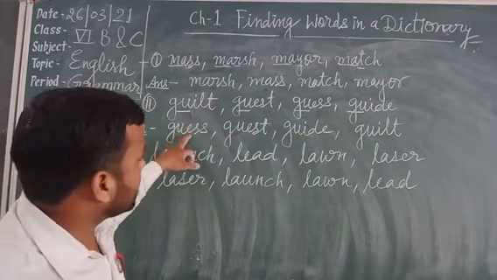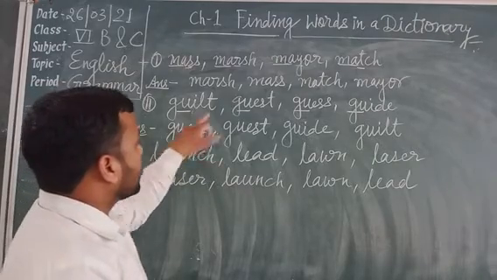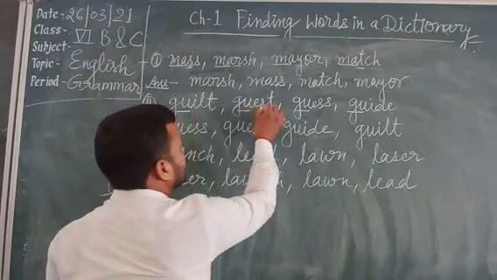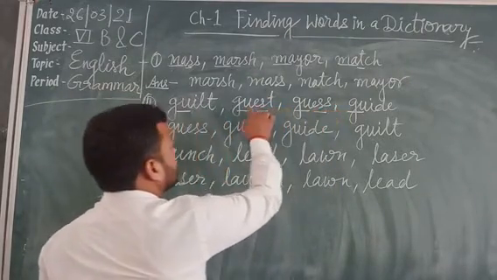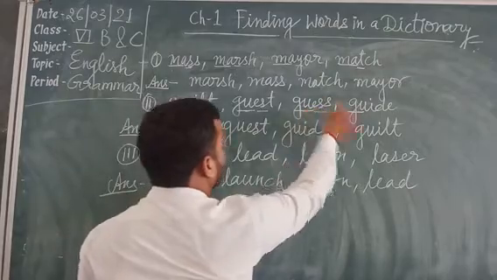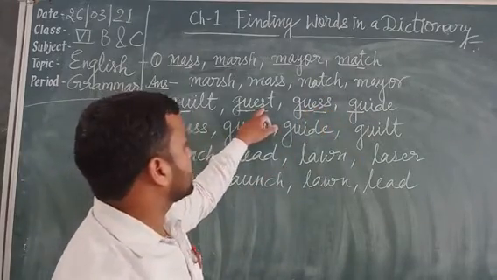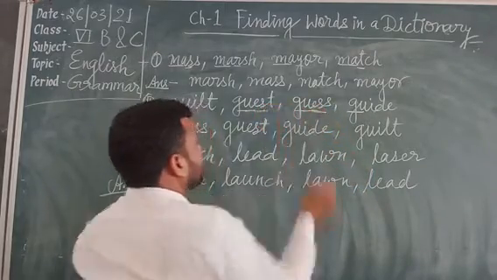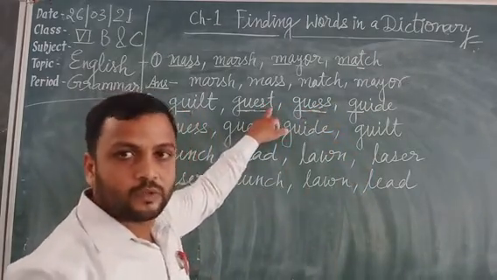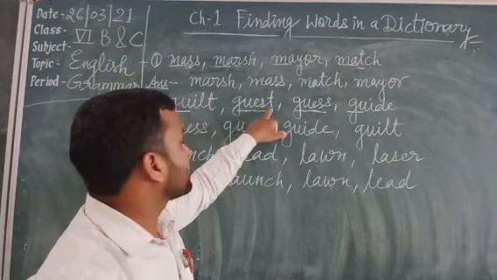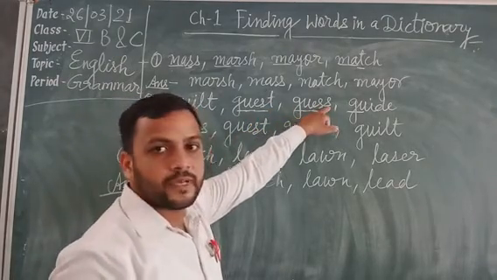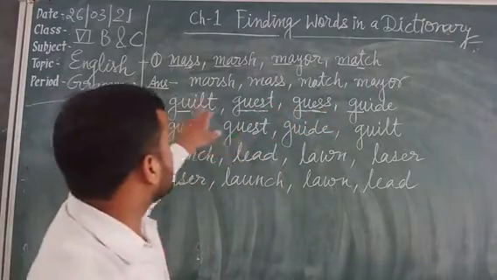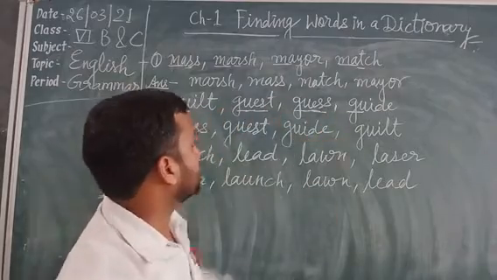So G, U, E. Then here S is fourth. Two words are here, guest and guess. G, U, E common. G, U, E common. Then S and S. Four letters are common. So these two words will be arranged according to the last letter. So S comes first, then T. So guess, guest.